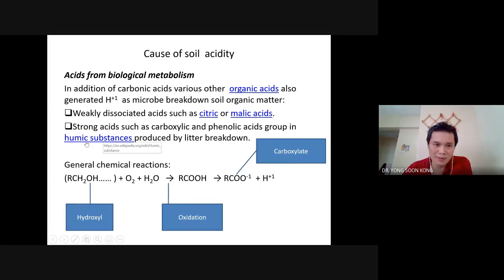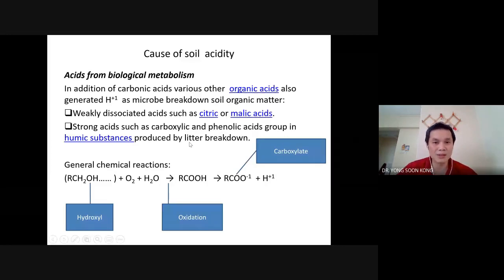You see, this one is essentially a soil organic matter. Have you heard humus before? Humic acid is the scientific name for humus. Humus is the dark organic matter that you can see in the soil. This is how they look like.